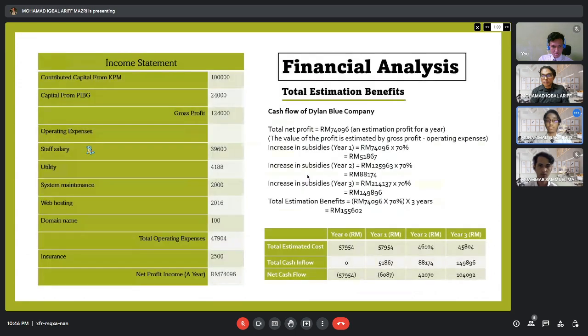Okay. So now we need to understand the income statement for our company. The total estimated benefits and the cash flow of Dylan Blue Company.